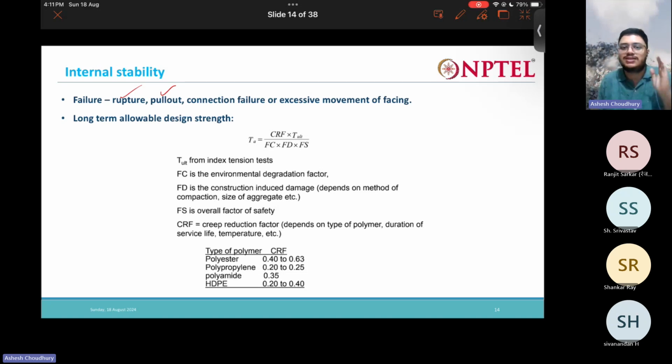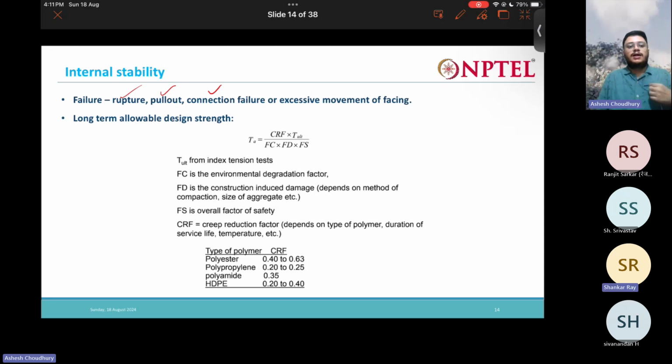So you have to ensure that the connection is strong enough to hold the reinforcement. If the connection is weak, what will happen? The facing will also move apart. There will be excessive deformation. All these things will also be there. So these are the three main ones: rupture, pull out, and connections.